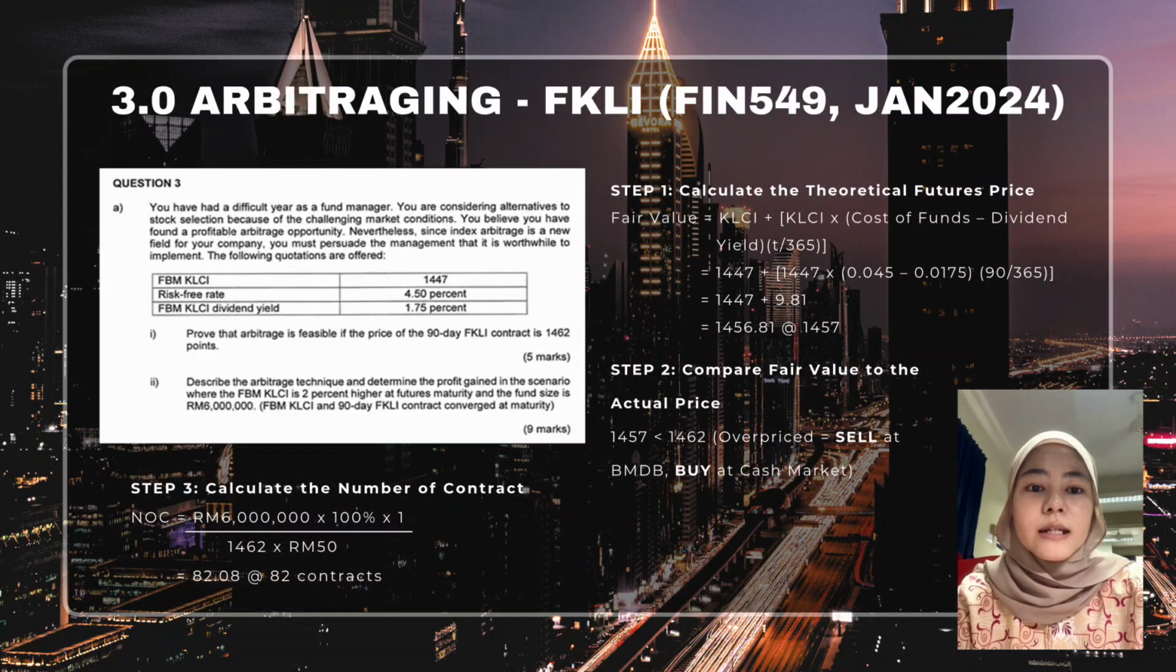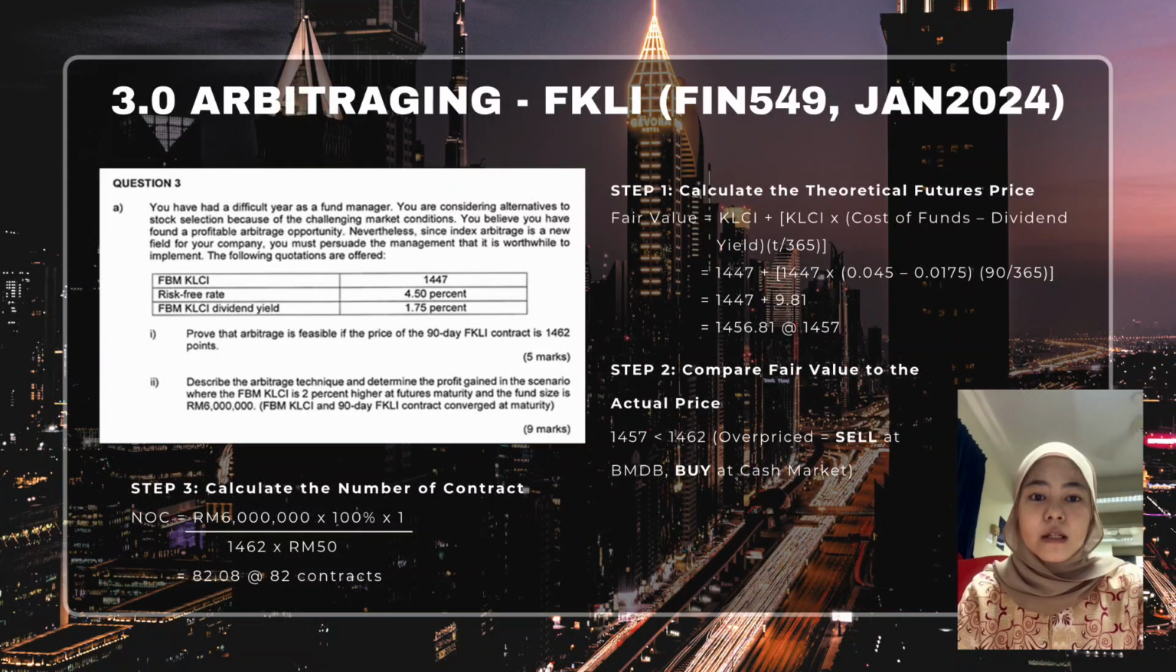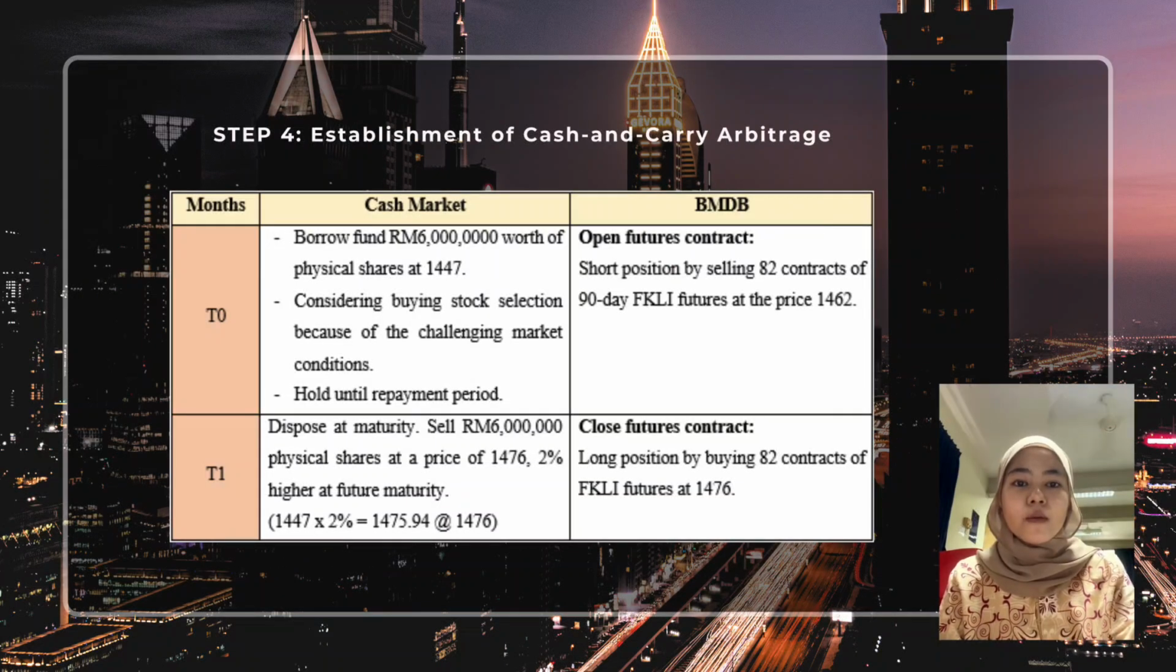Step 3. Calculate the number of contract. 6 million times 100% times 1 divided by 1462 times 50 ringgit equals to 82 contracts. Continue with the establishment of cash and carry arbitrage table as a step number 4.